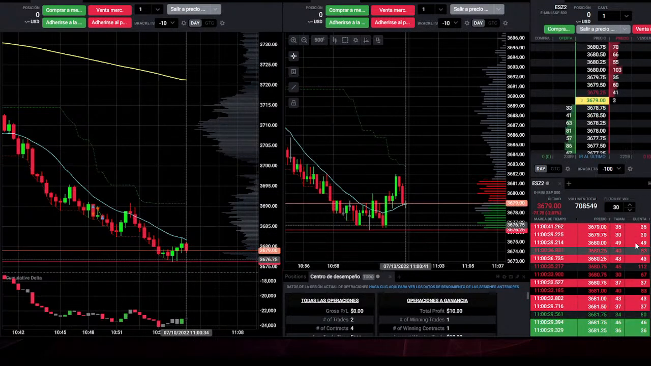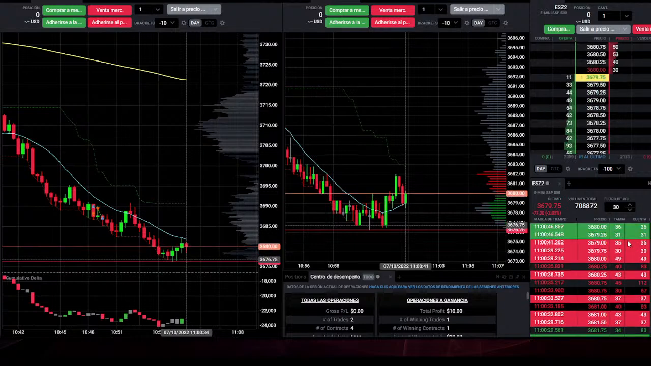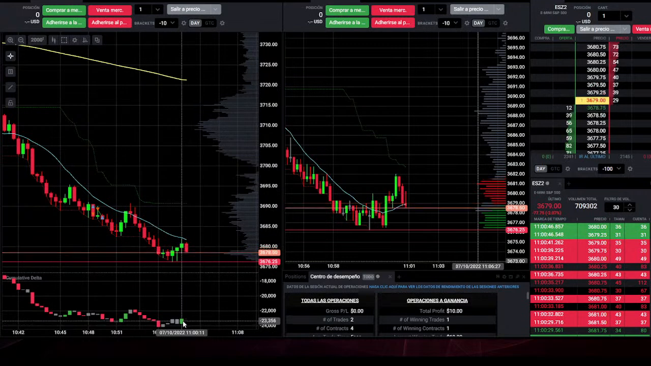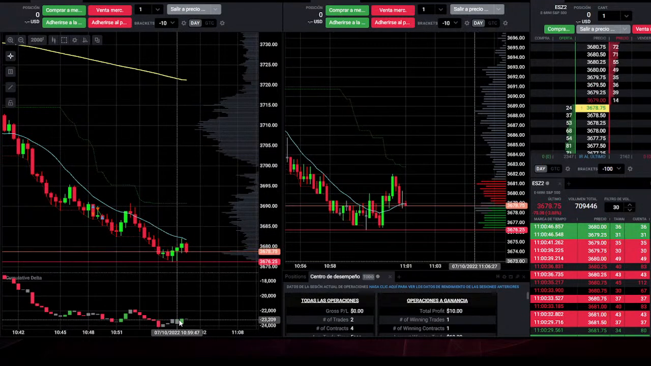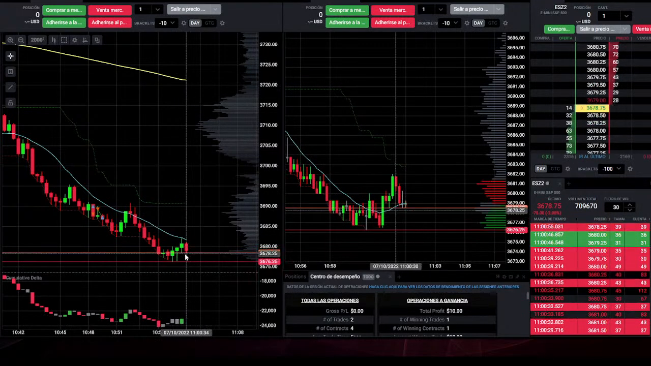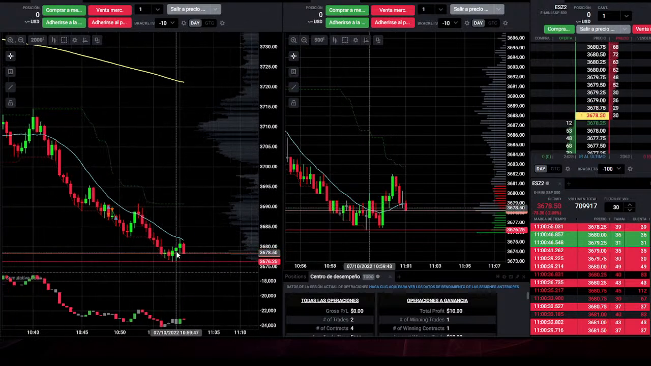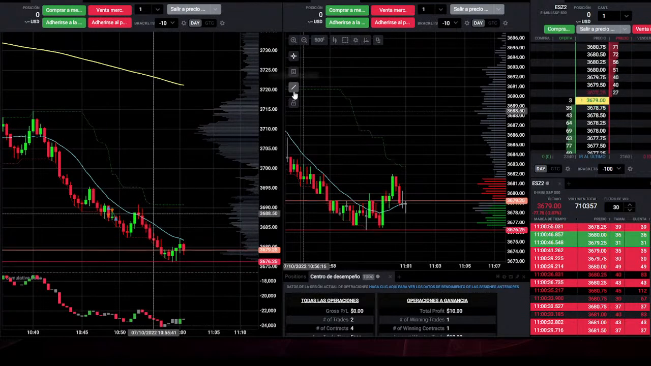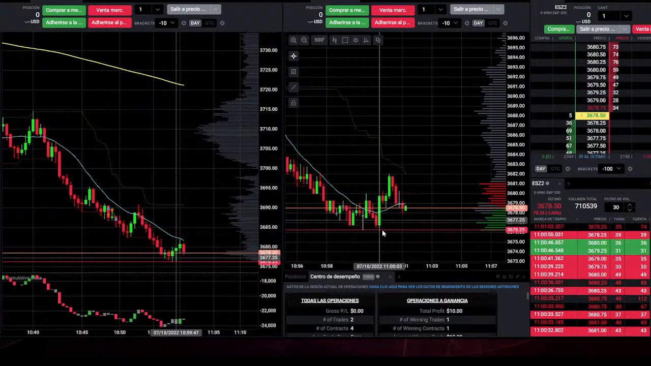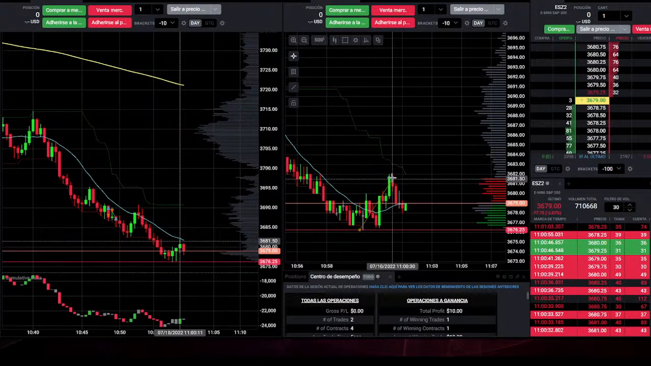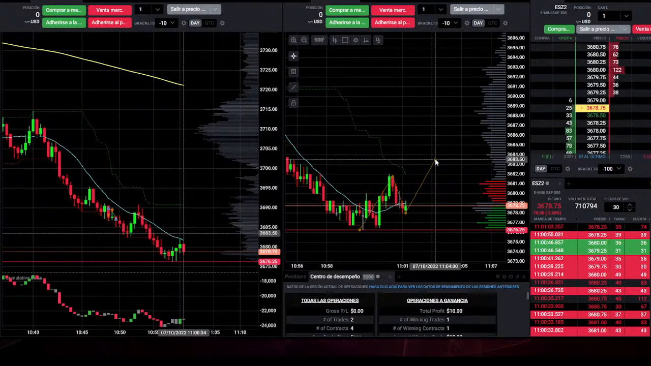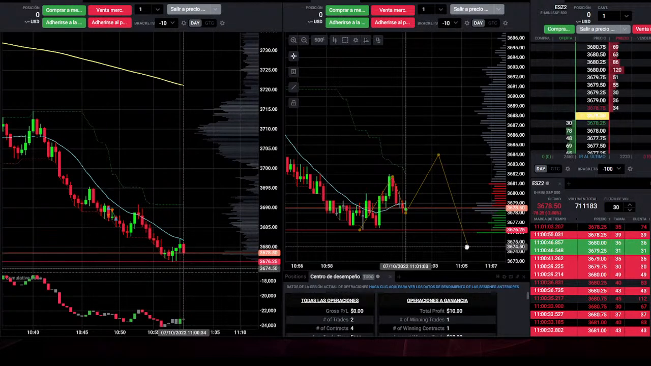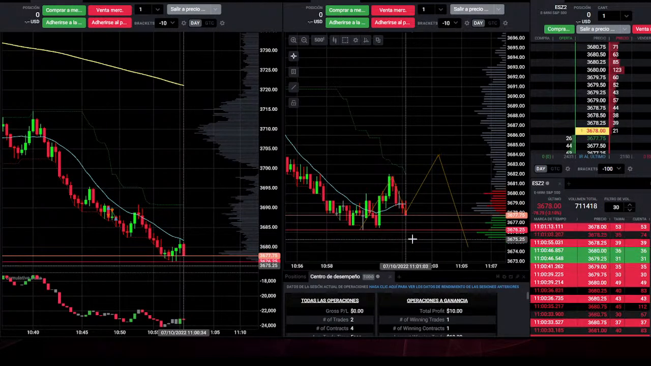Okay, let's see. Quite a bit of sales here. Delta push through, no match. Okay, nice pullback. Let's see if it goes like this one. I would say something like that, and then going down.